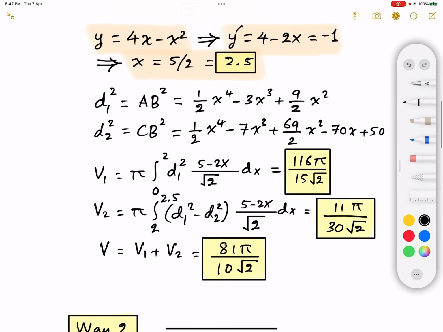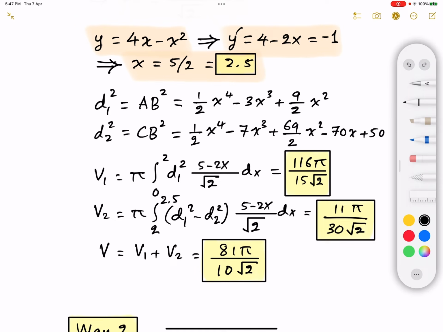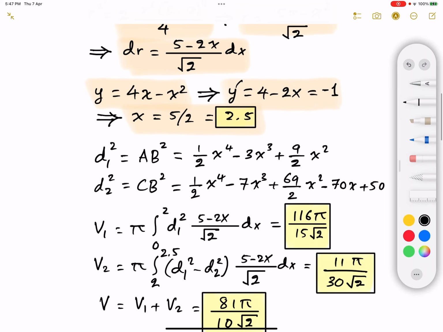So if we calculate that, that's going to be 1/2 x to the power 4 minus 7x to the power 3 plus 69 divided by 2x squared minus 70x plus 50. Now basically we can go ahead and calculate volume 1 as pi multiplied by the integral from 0 to 2 of d1 squared multiplied by dr actually. And what is dr? We need to substitute dr here as 5 minus 2x divided by the square root of 2 dx. Okay, how did we get this? Basically from here.